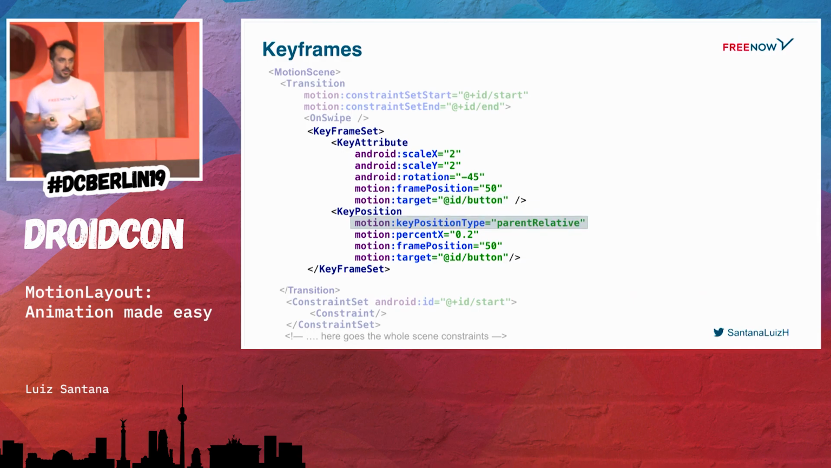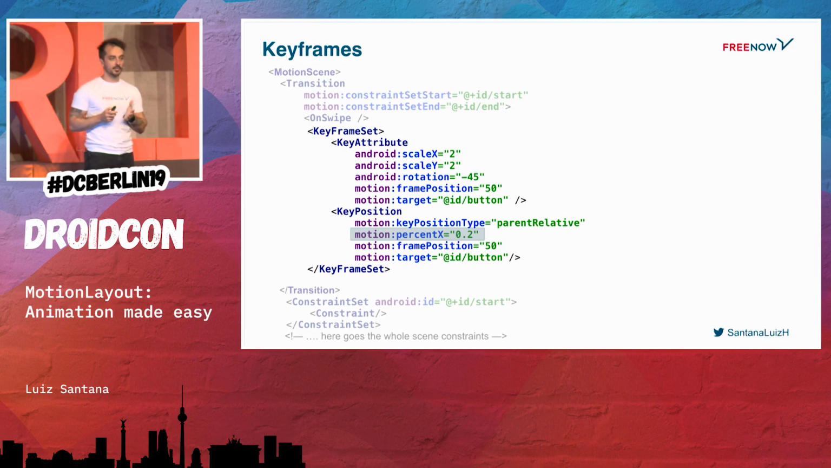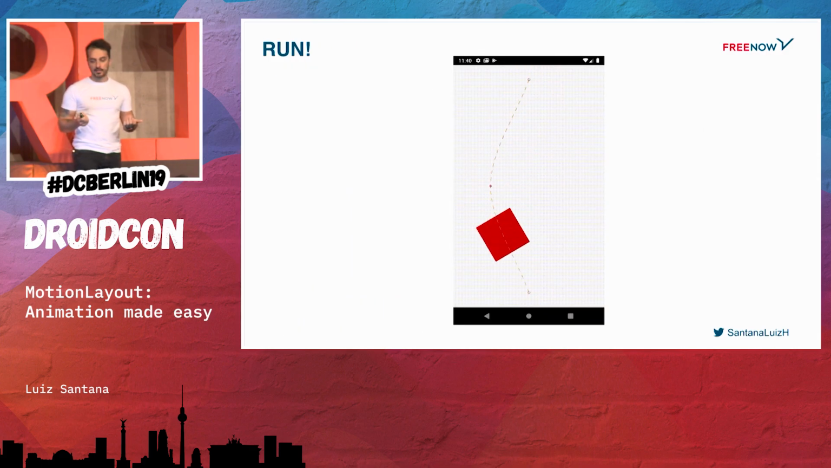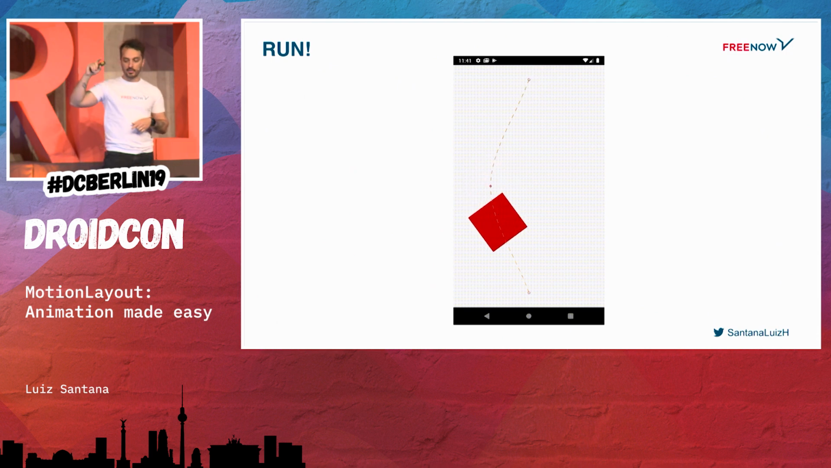But I can also do position. So yeah, we have a straight line that comes from top to bottom. But now I want to do a position relative to my parent. And for that, I just set the percent X to 20%. So it will slightly shift it by 20% of my X position. I can also say that this is right in the middle and for the button, for the same target. And just by adding that, if we run our app, you can see that it now does this different trajectory because we created a keyframe.